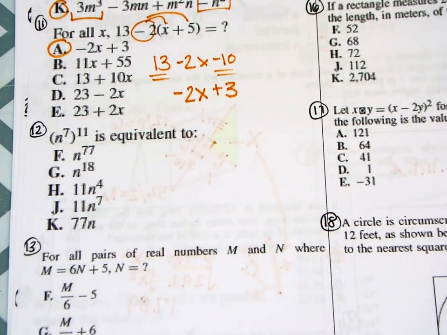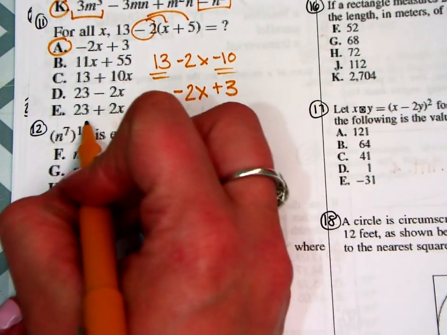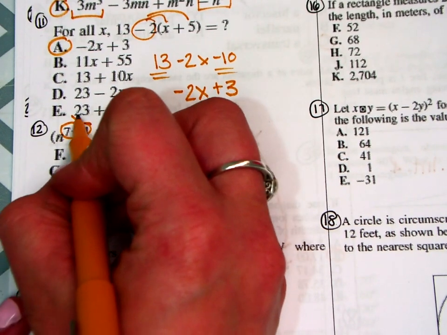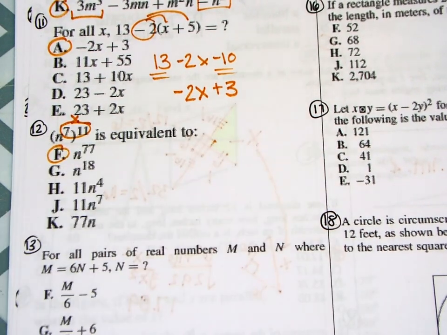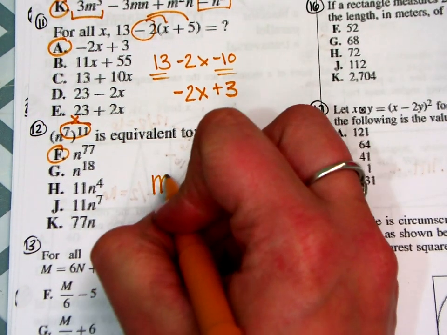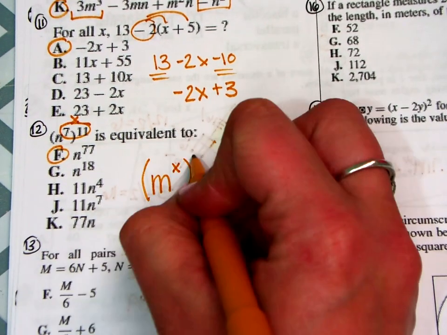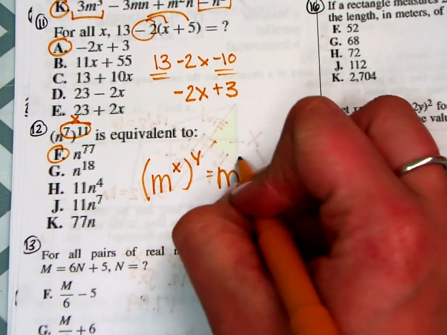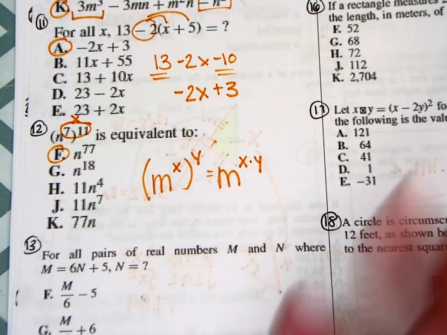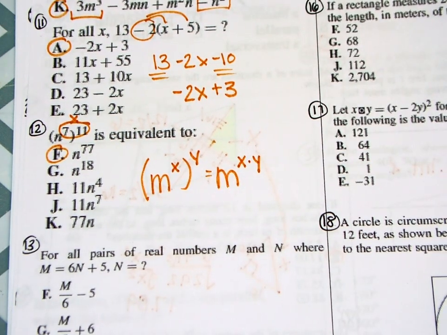12, n to the 7th raised to the 11th. This is the power to a power rule, and you multiply. So this is n to the 77th. Power to a power, you multiply it. So, for example, if I have m to the x raised to the y, it would be m to the x times y. Power to a power, you multiply.